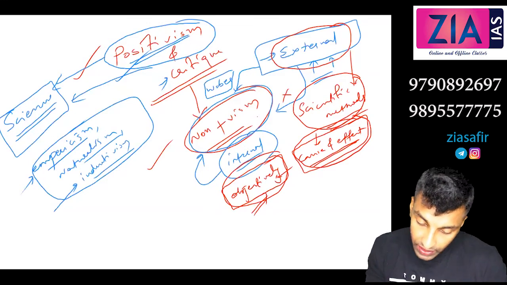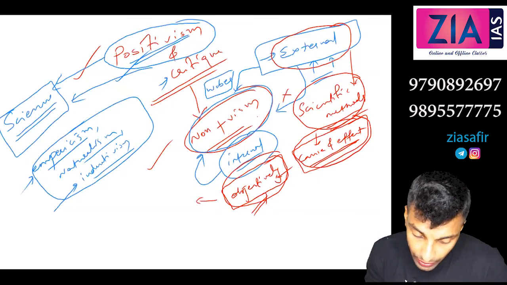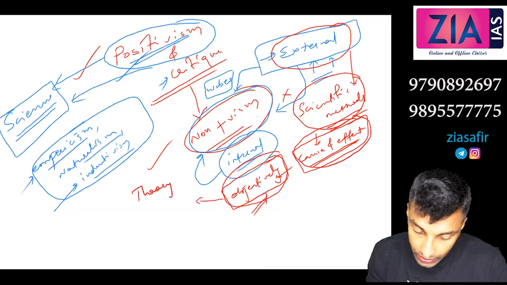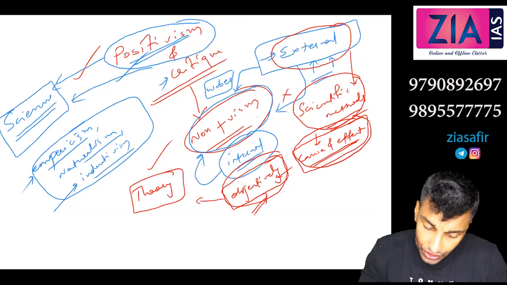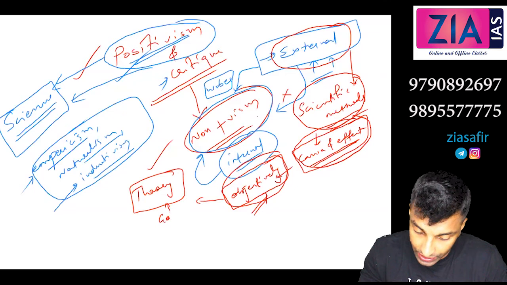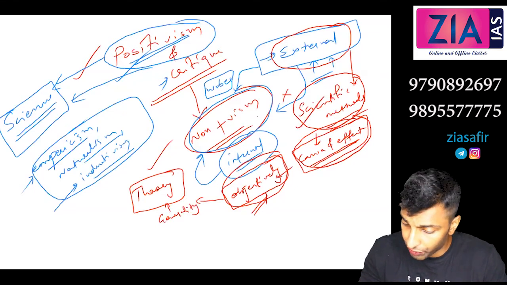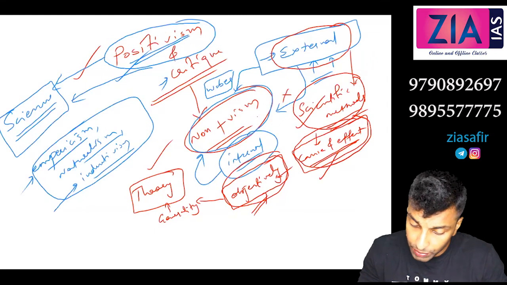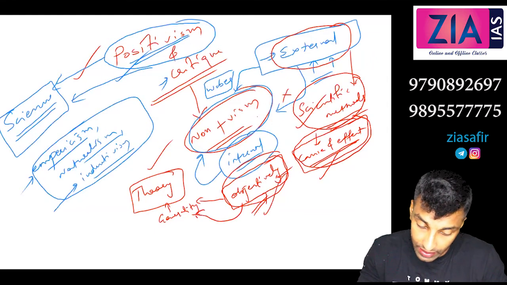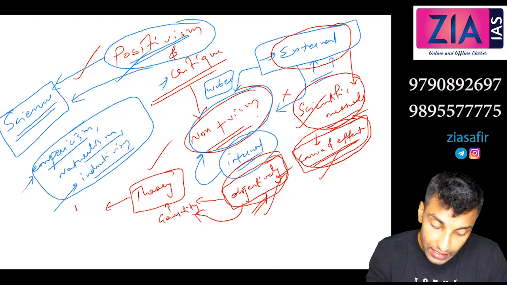So objectively, and you also have to establish the theory. There should be a theory, and a theory is all about generalization. So you have to study an external reality, study it scientifically, establish the cause and effect, it should be objective, and you have to generalize it, and that must be testable also.